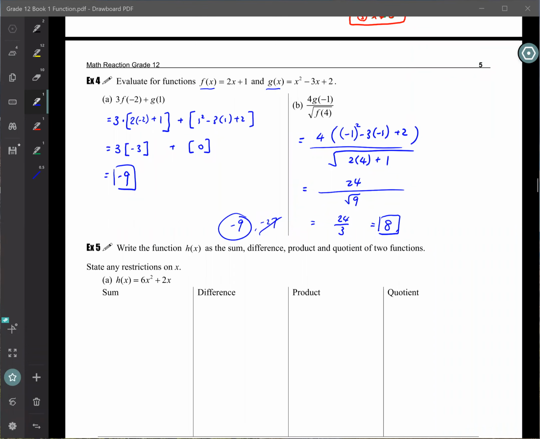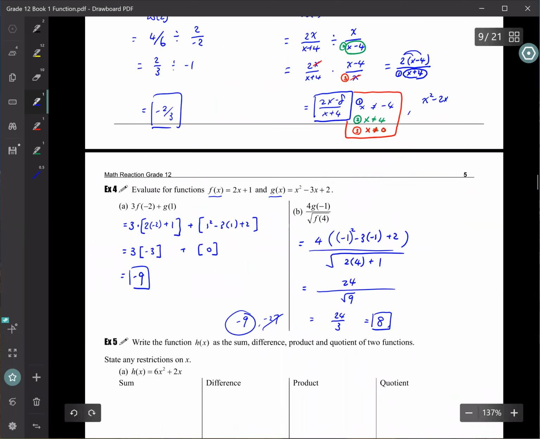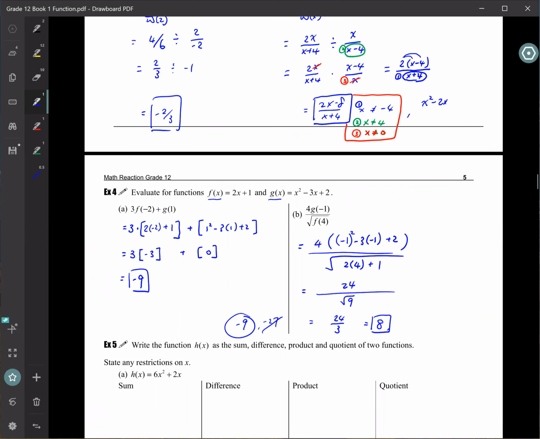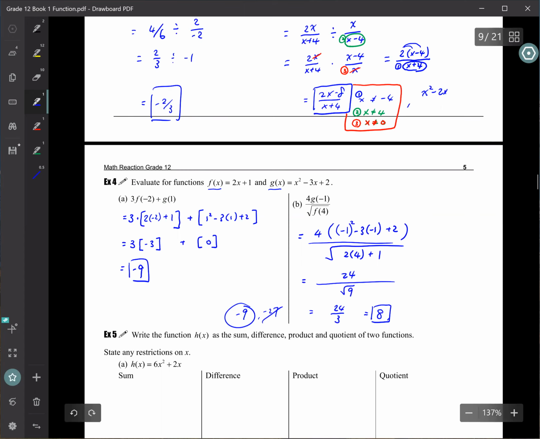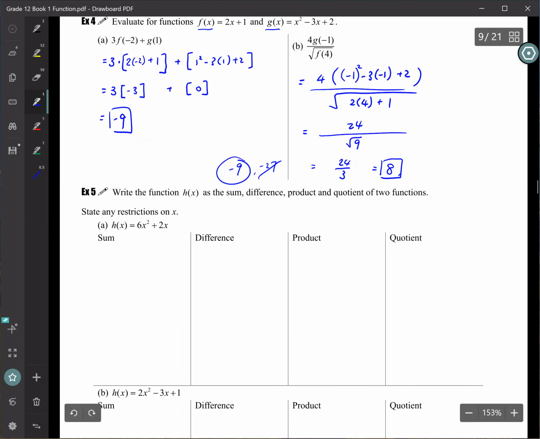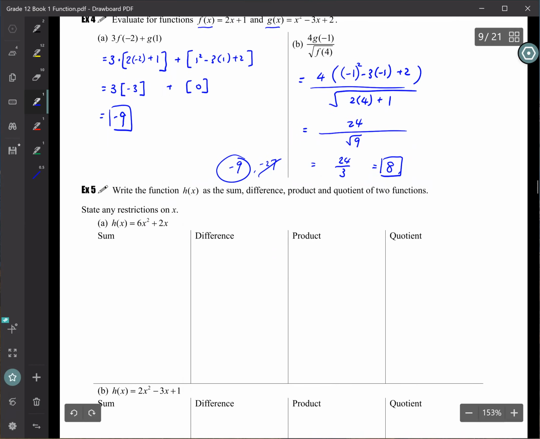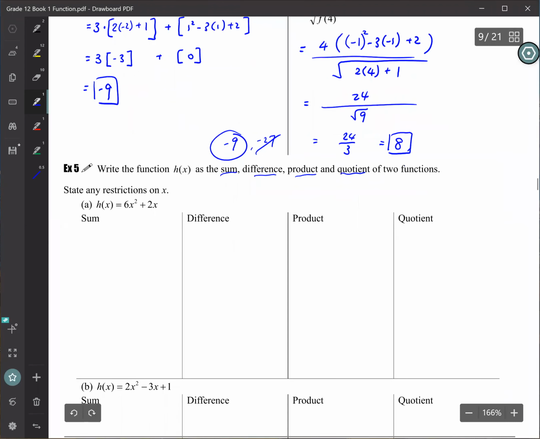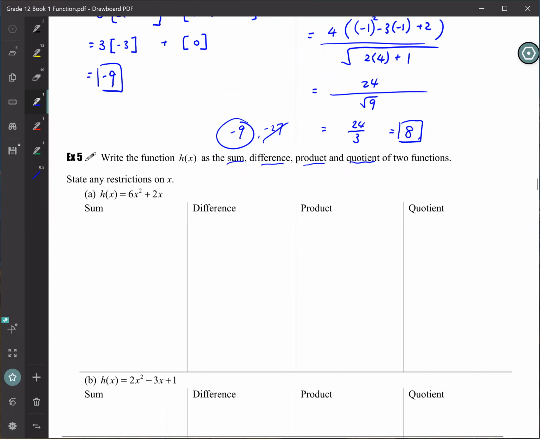Right. So last time we mentioned that we can do operations with more than one function. We can add, subtract, multiply, divide. So here is kind of like going backwards in question 5. We want to write the function h of x as the sum, difference, product, or quotient of two functions. So going back, try to break it apart into two functions that can make up the result. It's like you are the teacher, trying to make up examples.